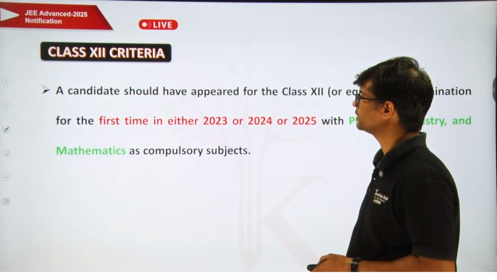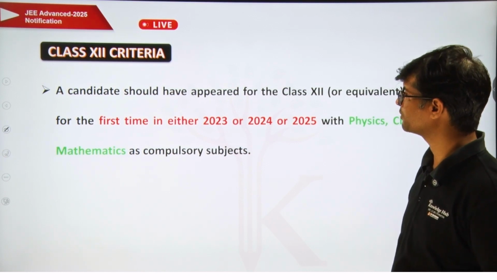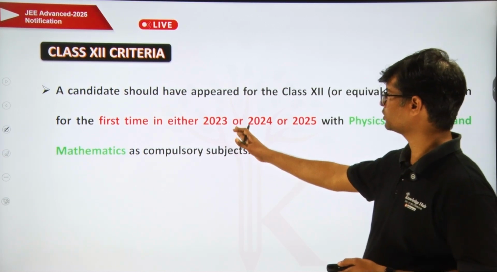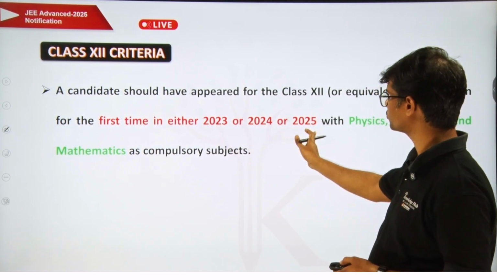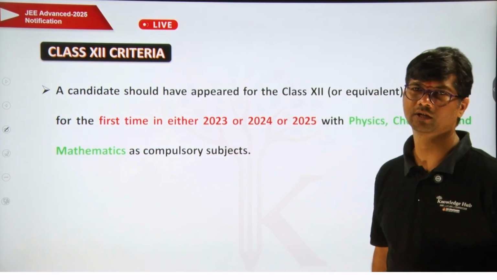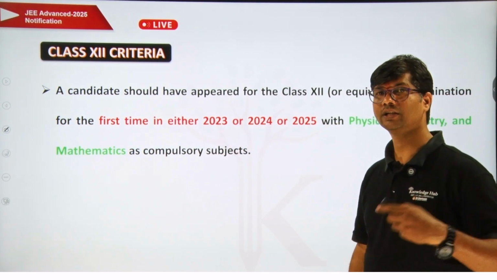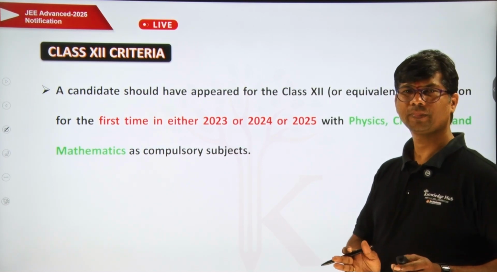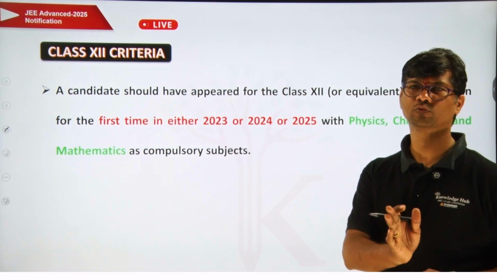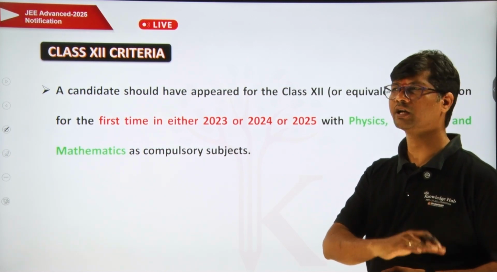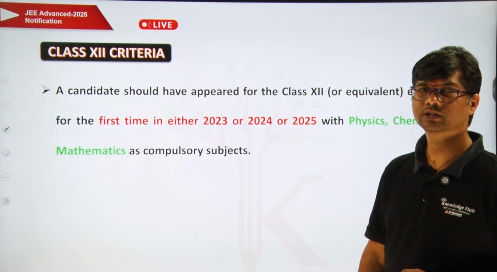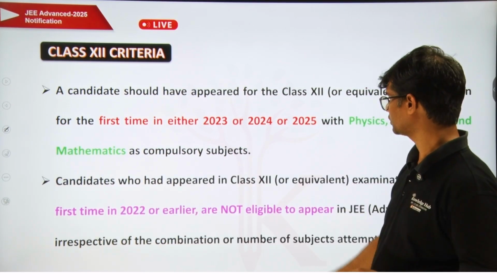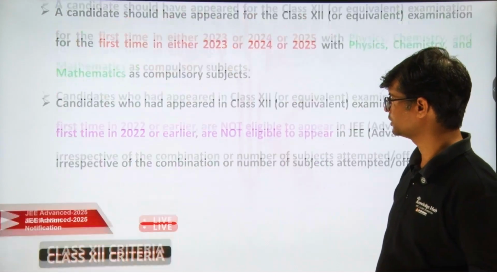Next, the class 12 criteria. Students must be aware of this also. As I told, 2023, 2024, 2025, 3 consecutive years a student can appear. If any student passed out of class 12, +2, in 2022, then he or she is not eligible to appear for the 2025 Advanced exam. That is what is given here.